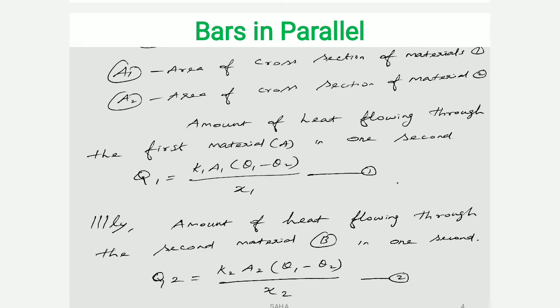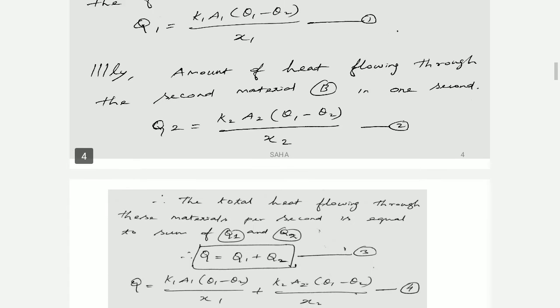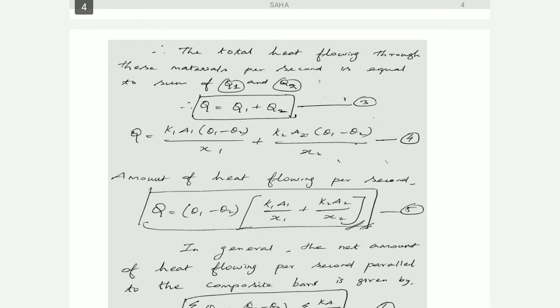Similarly, the amount of heat flowing through the second material B in 1 second, Q2, is equal to K2 A2 into (theta 1 minus theta 2) by x2, that is equation number 2. Therefore, we can find the total heat flowing through the materials per second is equal to the sum of Q1 and Q2. So Q is equal to Q1 plus Q2, that is equation number 3. So Q is equal to K1 A1 into (theta 1 minus theta 2) divided by x1 plus K2 A2 into (theta 1 minus theta 2) divided by x2, that is equation number 4.